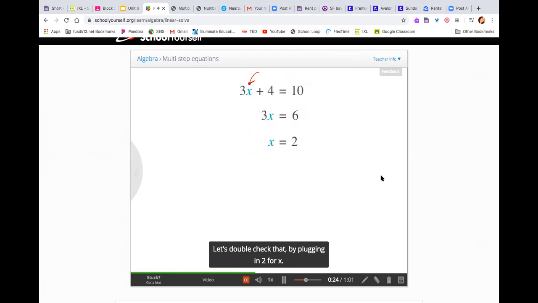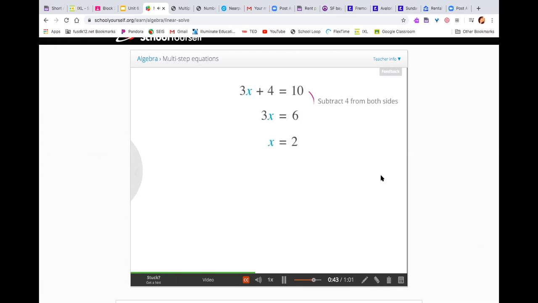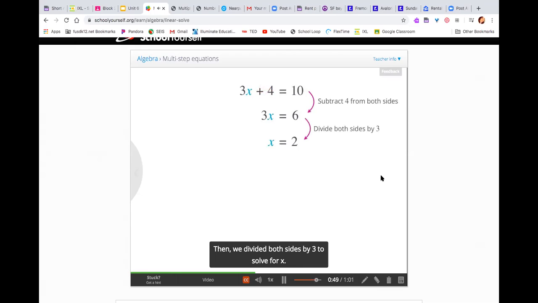Let's double check that by plugging in 2 for x. That gives us 3 times 2 plus 4 on the left. 3 times 2 is 6, and 6 plus 4 is 10. So yes, 2 is the correct solution to this equation. How did we get that? We simplified step by step. First, we subtracted 4 from both sides to get rid of this 4 over here. Then we divided both sides by 3 to solve for x.